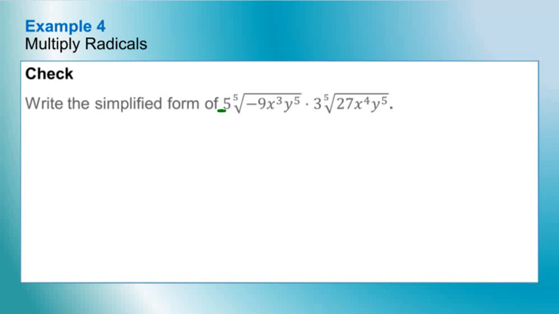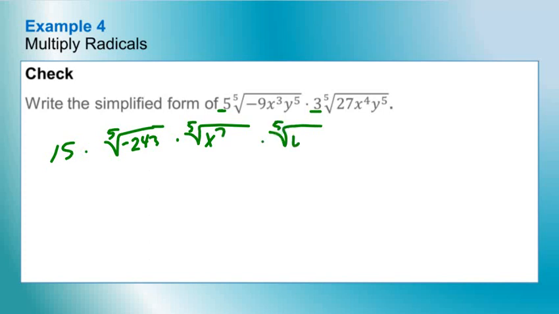Next one, simplify this one. So multiply the coefficients, that gives us 15. We're going to multiply that by negative 9 times 27, which gives us negative 243. So the fifth root of negative 243, then times the fifth root of x to the seventh, and the fifth root of y to the 10th.